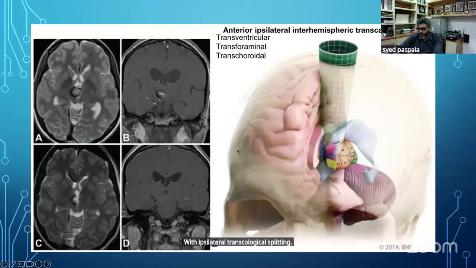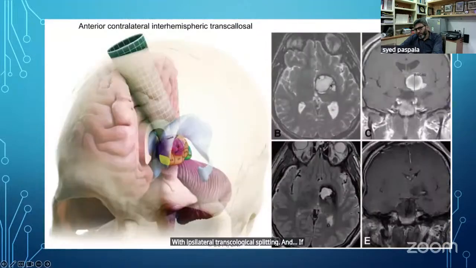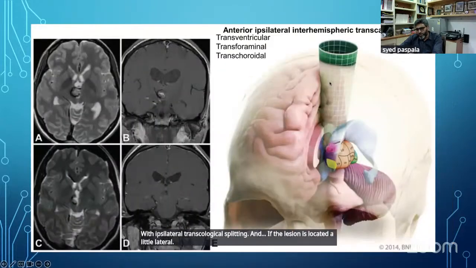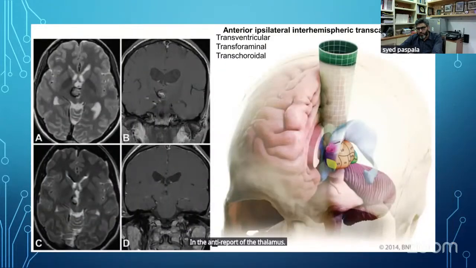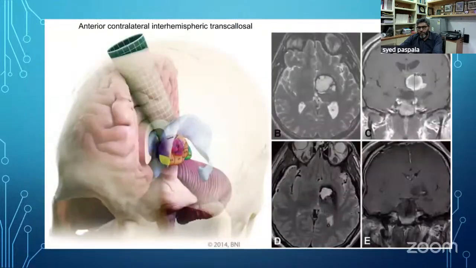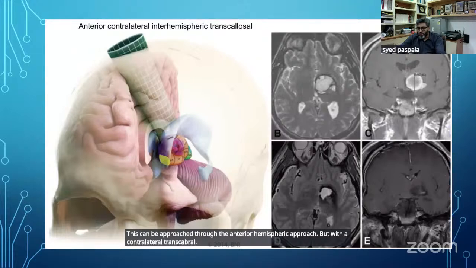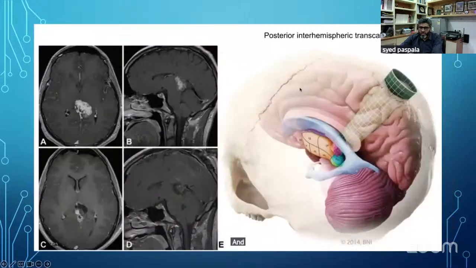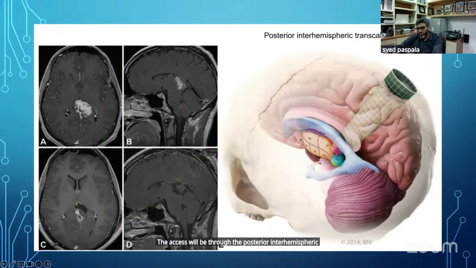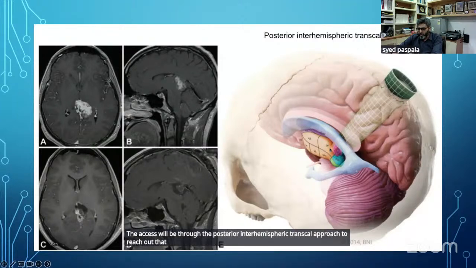And if the lesion is located a little lateral in the anterior part of the thalamus, this can be approached through the anterior interhemispheric approach, but with a contralateral transcallosal approach. And if the lesion is in the superior part of the thalamus here, the access will be through the posterior interhemispheric transcallosal approach to reach that region.